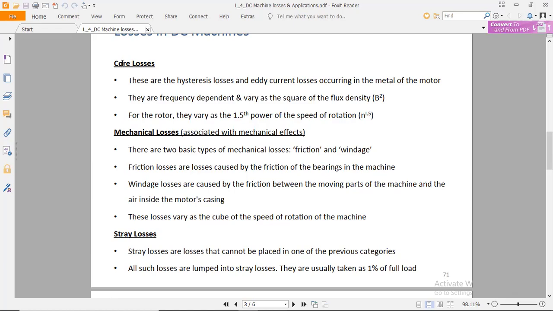Then there are eddy current losses occurring in the metal of the motor. Eddy current is a kind of leakage current between the housing or core, and that particular amount of leakage current is called eddy current. These are a kind of losses occurring in the metal of the motor. They are frequency dependent, due to the variation of frequency. Frequency is also related to the speed.